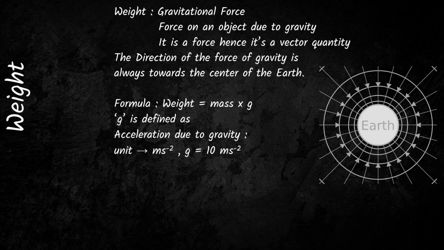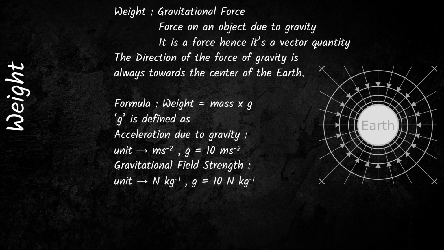And number 2 is gravitational field strength, which is the measure of force per unit mass applied on an object by the gravity of a planetary body, in this case, Earth. The units are different from acceleration due to gravity, but the value is exactly the same. Hence, it can also be used in the formula W equals mg. The units of gravitational field strength are newtons per kilogram, and the value of g is 10 newtons per kilogram.